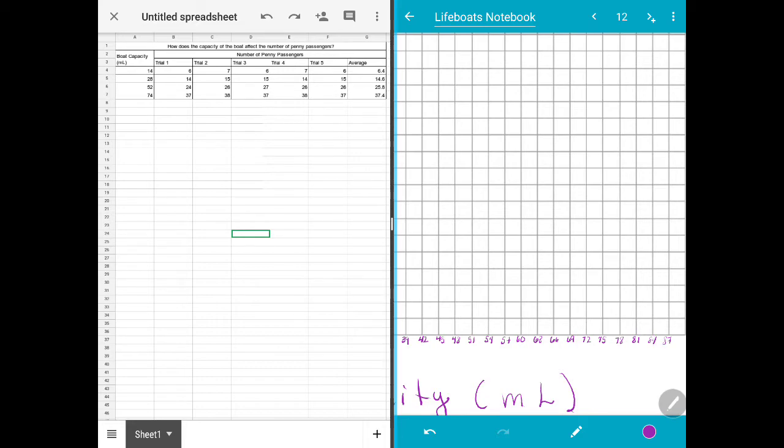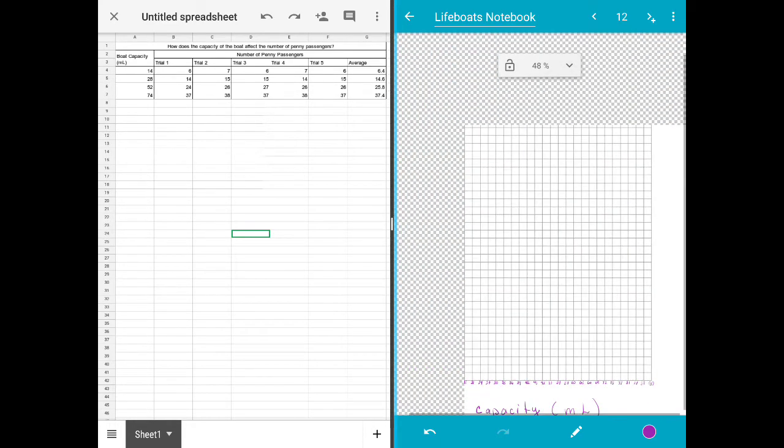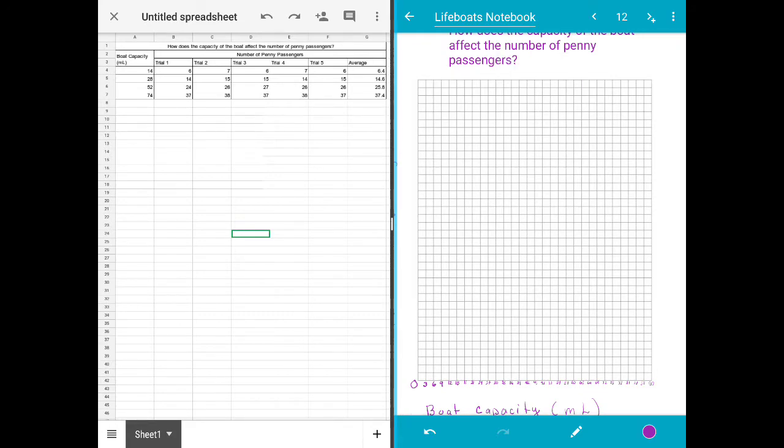Now you're probably wondering why I kept writing numbers after 74, because my largest boat capacity is 74. It's important to fill in the entire graph, all the way to 90. And I know that's right because I'm counting by 3s, my scale is by 3s, and I have 30 spaces, and 3 times 30 is 90. Wonderful. One scale on the x-axis.